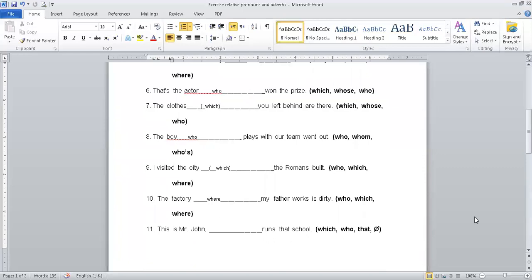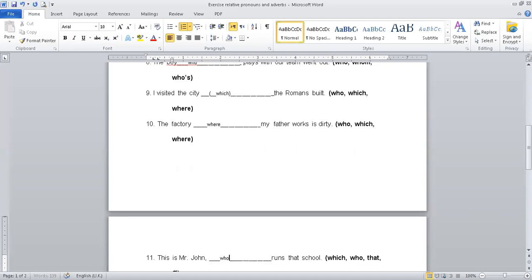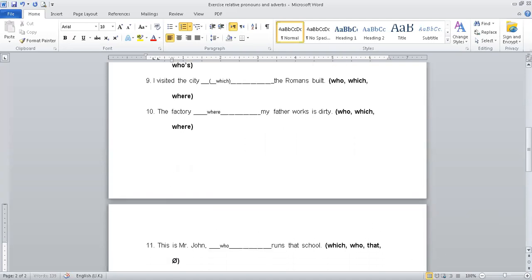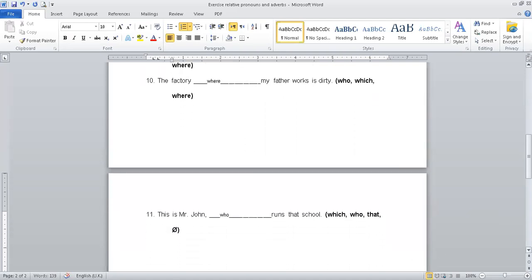11. This is Mr. John runs that school. Who runs that school? Mr. John. So Mr. John is the subject. And for defining a subject, we use who for someone. So who? This is Mr. John who runs that school.